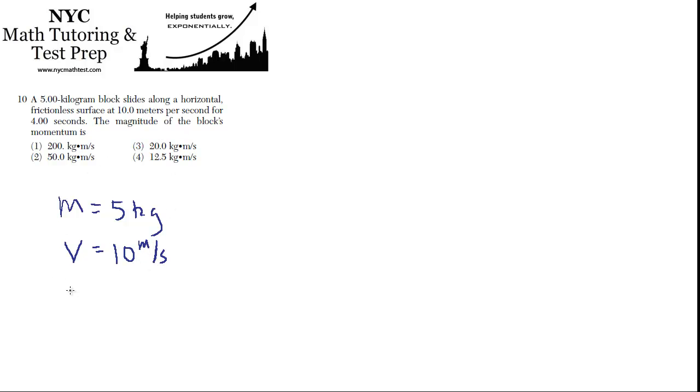And it's happening for 4 seconds, so that's the time. It's happening for 4 seconds. And we want to know the magnitude of the block's momentum. Well, what is momentum? Momentum is determined by finding the product of the mass and the velocity. So the formula for that is P equals mv, where P is momentum, m is mass, and v is velocity. So we're going to plug right into that and we should have it.